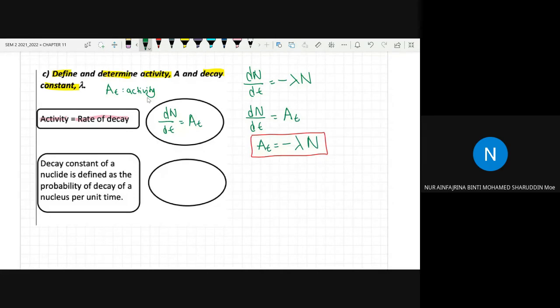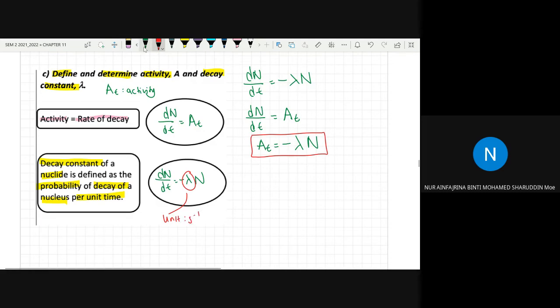Okay, next is decay constant. Okay, decay constant ini dia adalah decay constant of a nuclei is defined as the probability of decay of a nucleus per unit time. Okay, probability untuk dia decay of a nucleus per unit time. So sebab itu kita tahu decay constant ini dia adalah, this is your decay constant. So decay constant, the unit is per second.